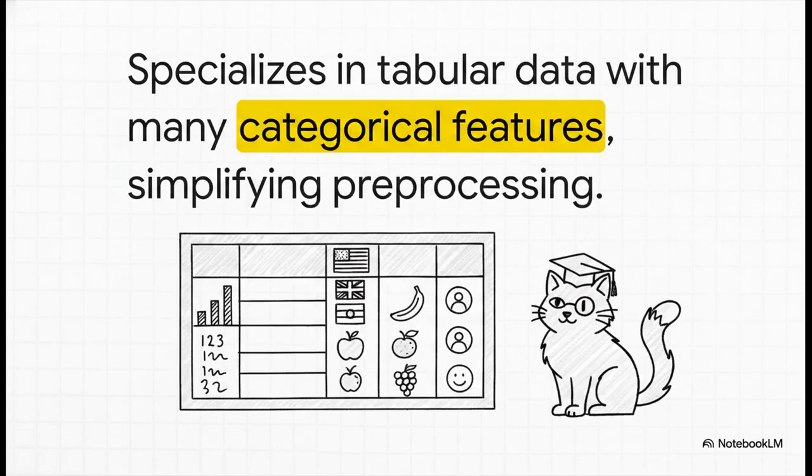And last but not least, we have CatBoost. Now think about real-world data sets for a second. They are so often filled with categorical features, right? Things like country codes, product IDs, user types, you name it. Well, for that specific challenge, CatBoost is an absolute specialist.